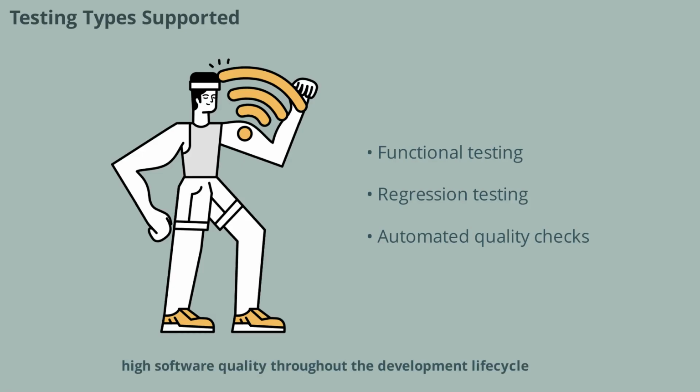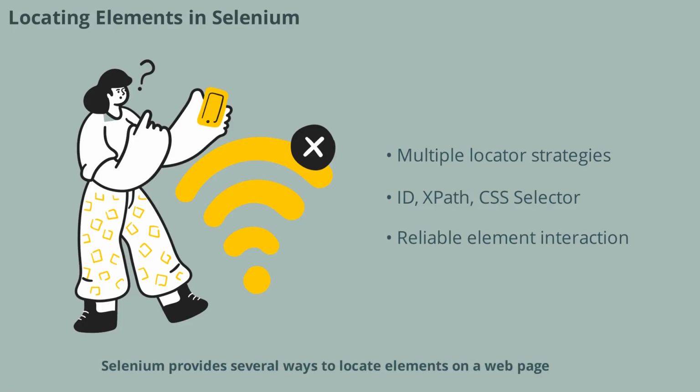Selenium provides several ways to locate elements on a web page. These include using the element's ID, XPath, CSS selector, class name, tag name, name, link text, and partial link text. Mastering these locators is essential for writing effective automation scripts, as they allow you to interact with different parts of your web application reliably and efficiently.